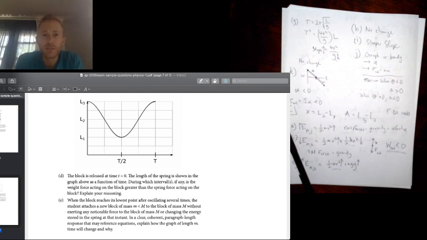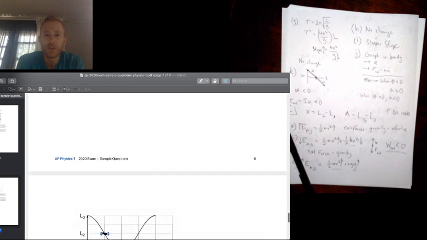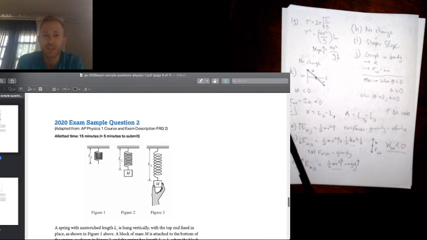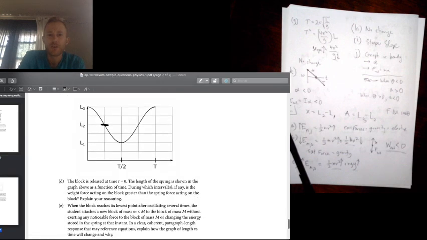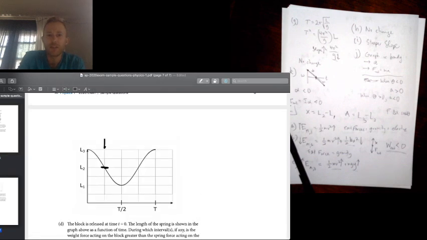Well, if the spring is at length 2, then we know that that's the equilibrium position. It says that figure 2 is the equilibrium position. So right at that spot, that's an equilibrium position. So we're going to have Kx equals mg right there.